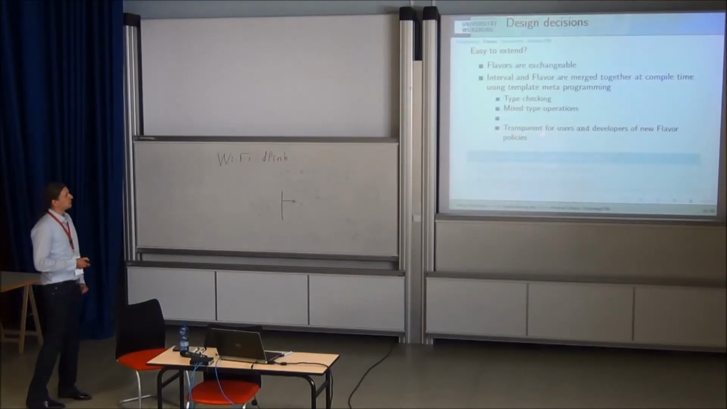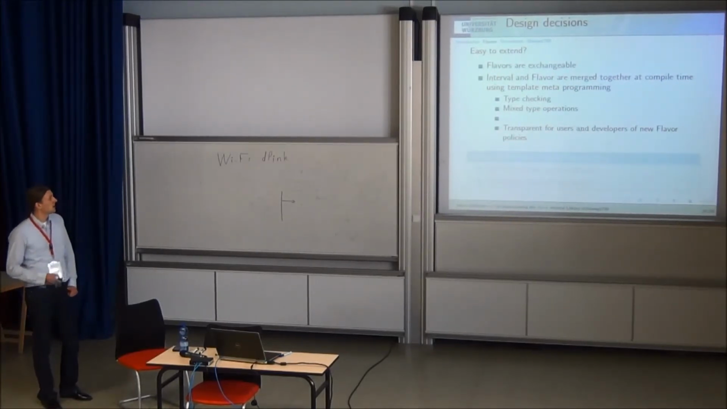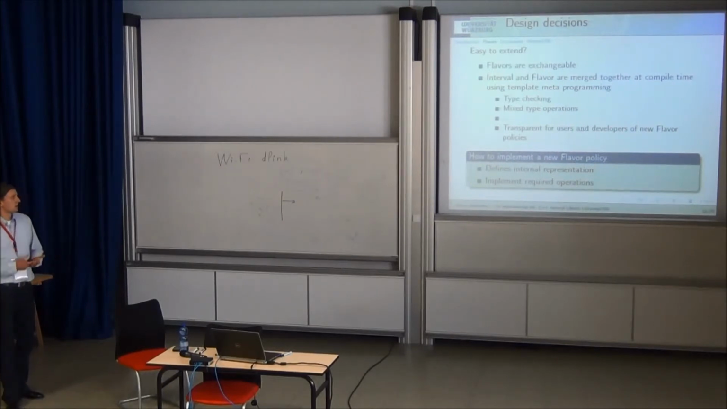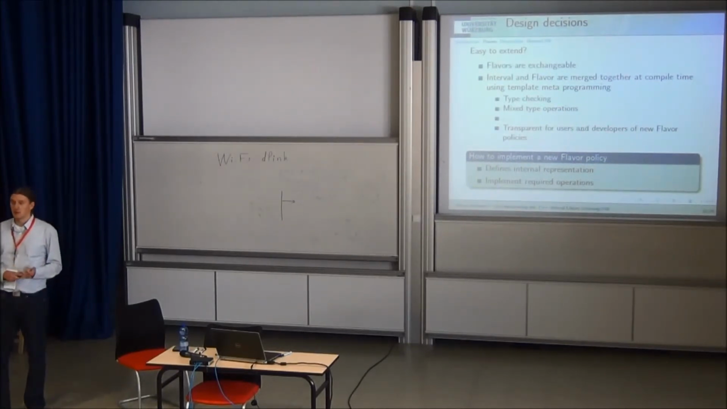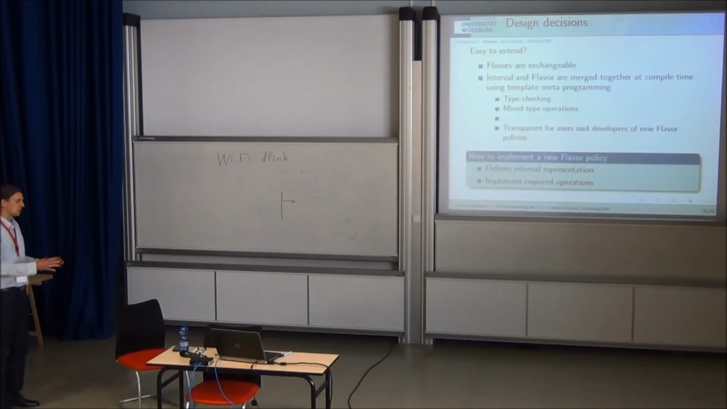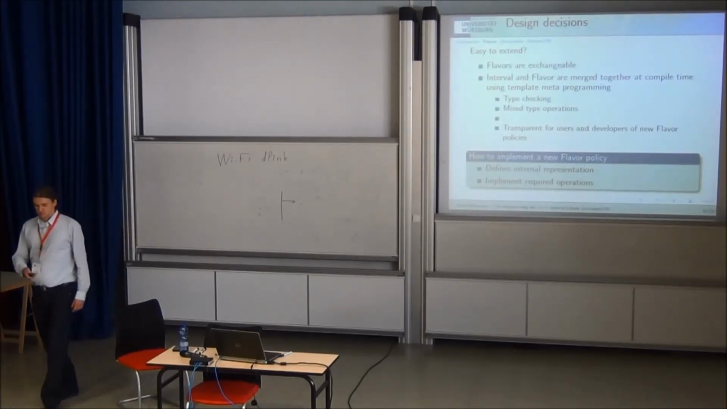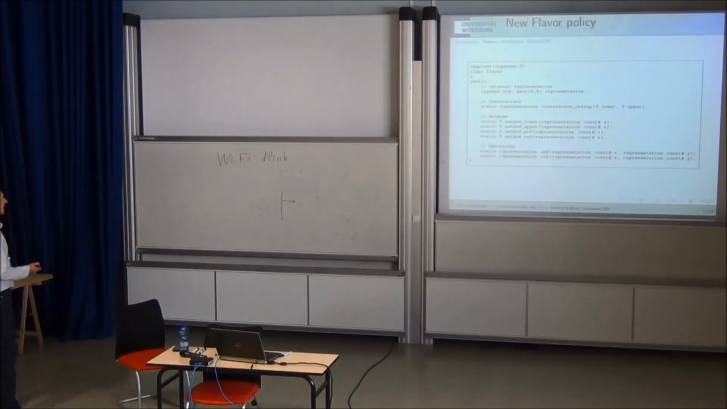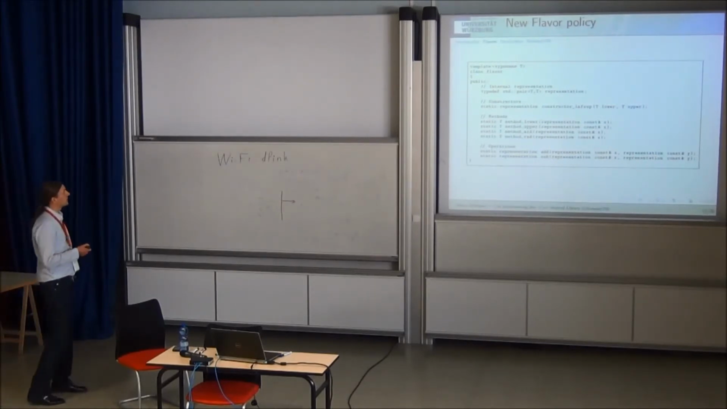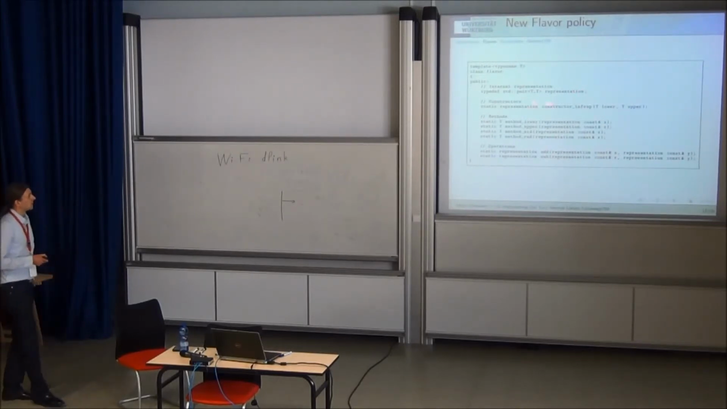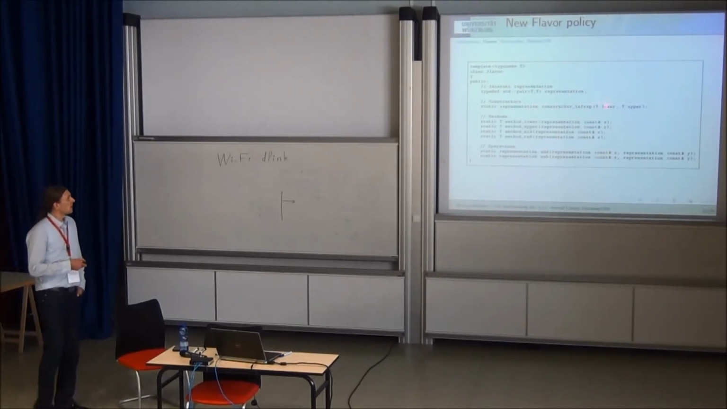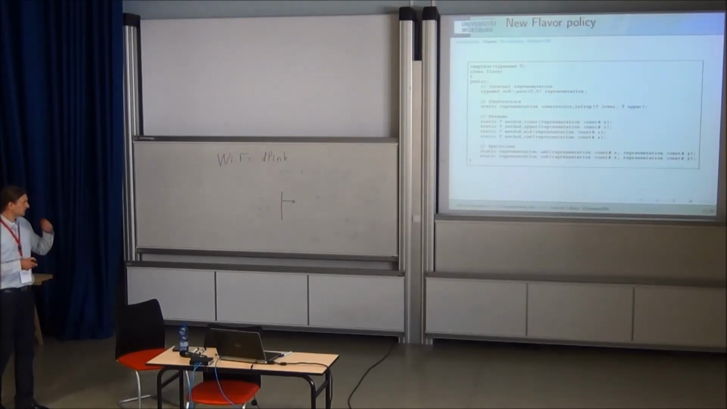And it's also transparent for developers of new flavor policies, because they only have to define in their new policy the internal representation and implement the required operations. They have nothing to do with how to glue the interval class and the flavor together. Here's a short example of how a flavor policy can look. We have here the typedef for the internal representation. Then we have a constructor method which gets a lower bound and an upper bound and returns a representation.